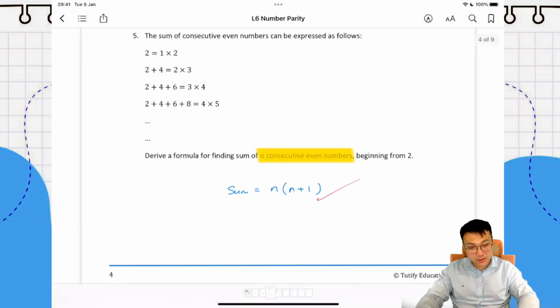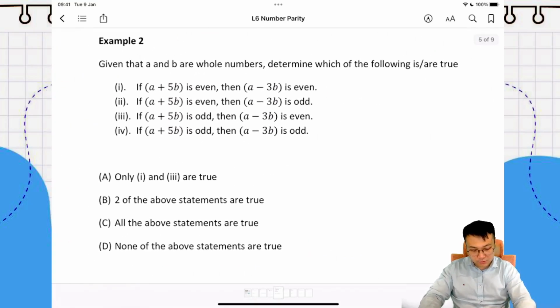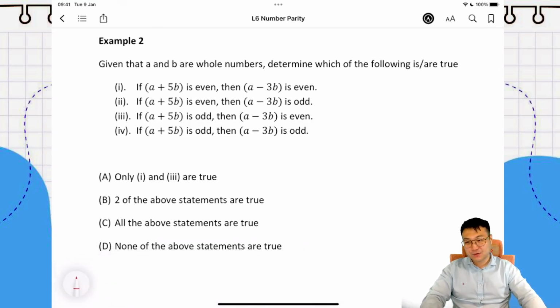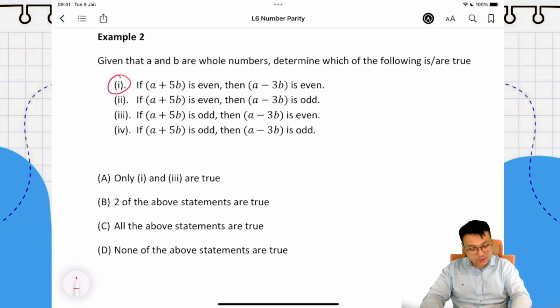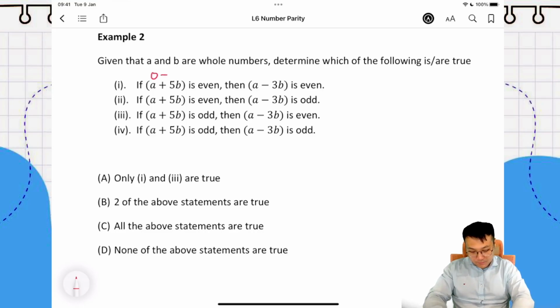Now, let's try the next one. Question, example 2. You have to determine which of the statements are true. So, why don't we do an example first? Let's take a look at statement number 1 first. If A plus 5B is even, then A minus 3B is even. Students, whenever you're not sure, just think of odd and even numbers. Assuming A is odd, B is also odd. Odd plus odd will give you even.